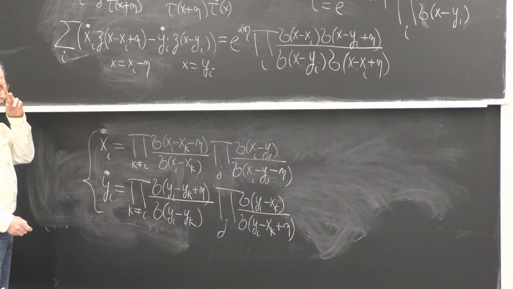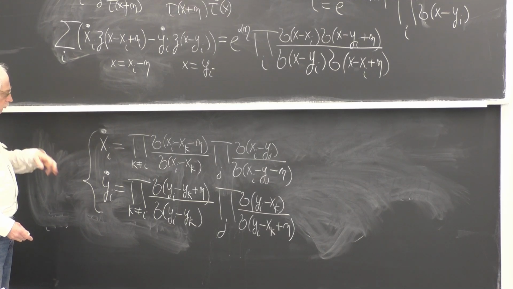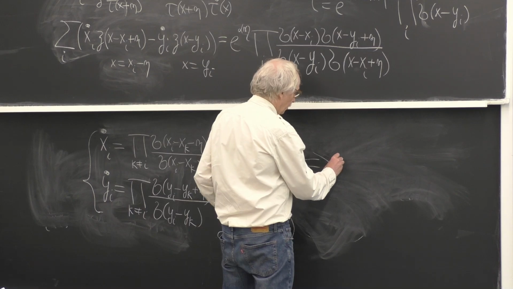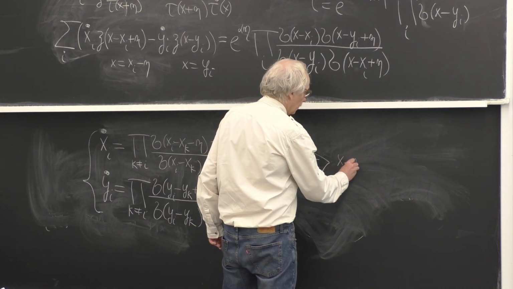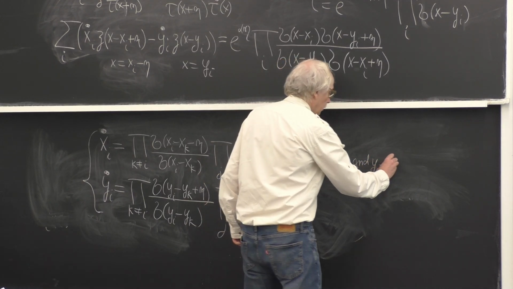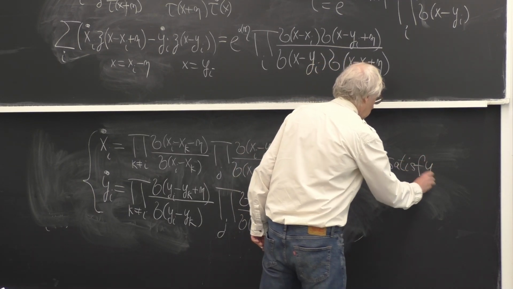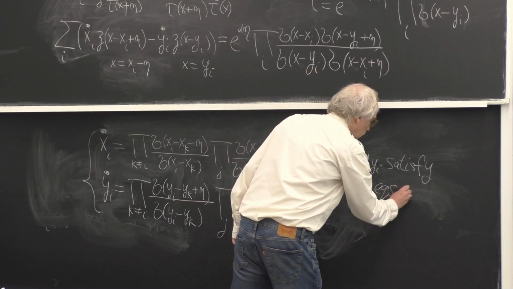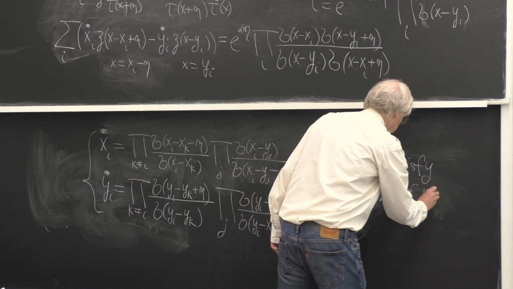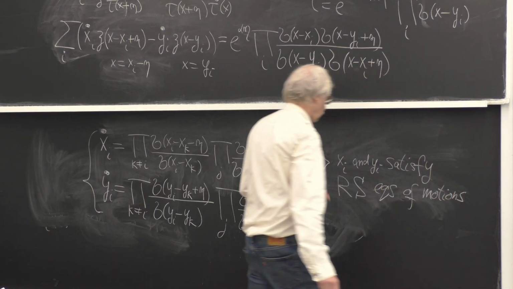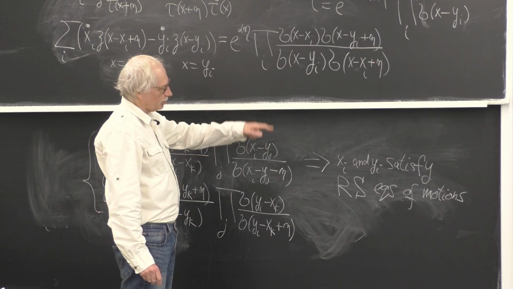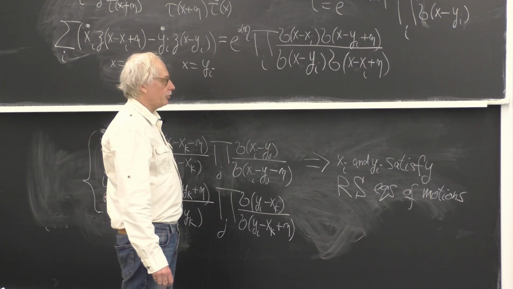Similarly to what happened for the Calogero-Moser system, it is possible to prove that from these equations it follows that xi and yi satisfy equations of motion for the Ruijsenaars-Schneider system. So the transformation from xi to yi is a Backlund transformation.